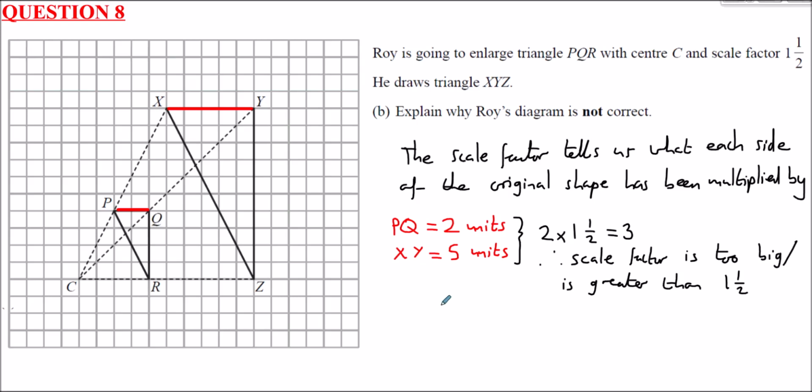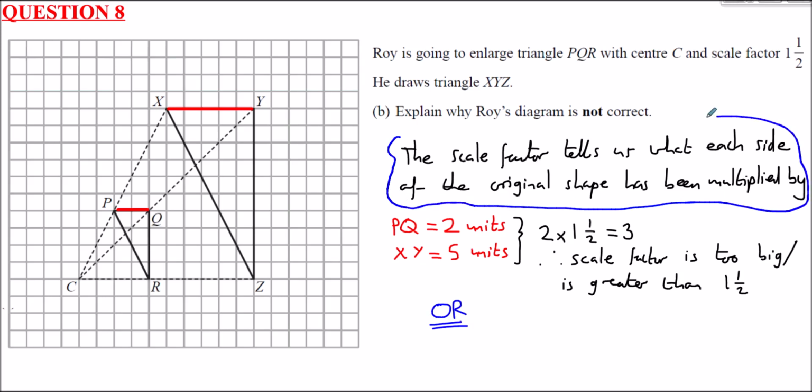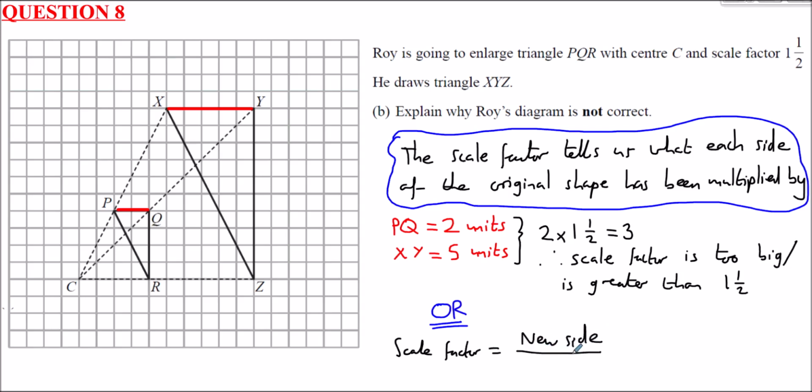Or, a different way, one way of explaining the scale factor is like this. You could, however, calculate the scale factor directly. So you could say the scale factor is the new side divided by the original side. It's a ratio of new to old.